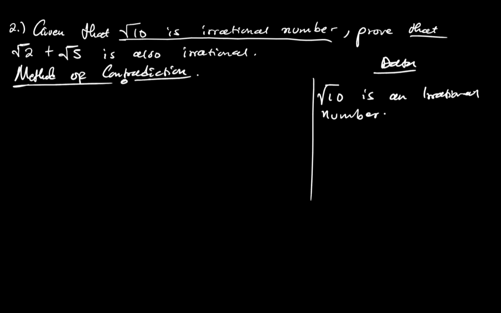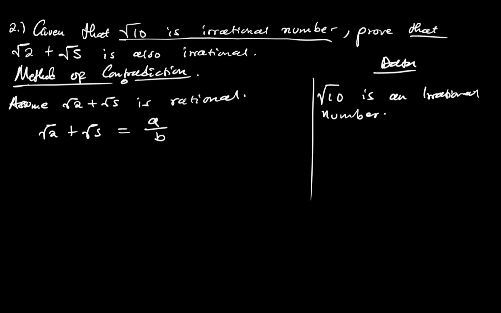So whatever we're trying to prove is what we assume to be the opposite. So we assume that root 2 plus root 5 is what? Because we're trying to prove if it's irrational, we assume the opposite, which is rational. So we assume that root 2 plus root 5 is rational. And if it is, it means that root 2 plus root 5 is equal to a over what? b. Because it means it can be written in the form of a over b. Now we need to reach a point where a and b should have no common factor for it to hold true that it's rational.